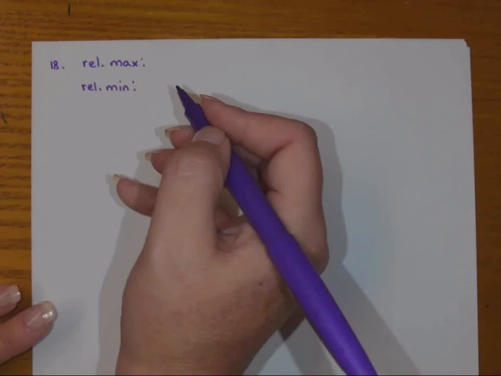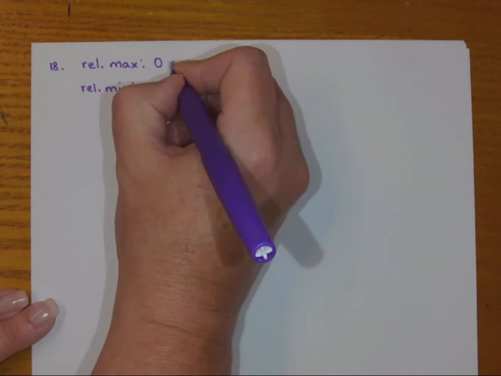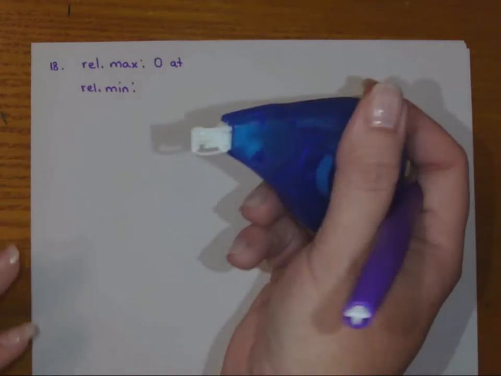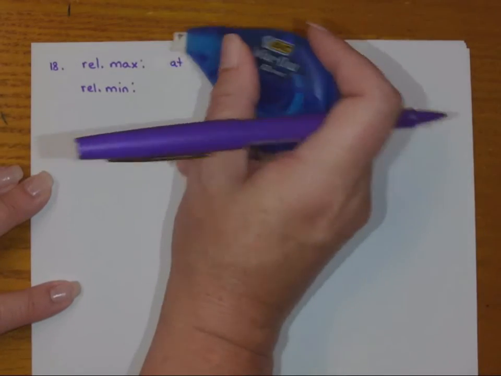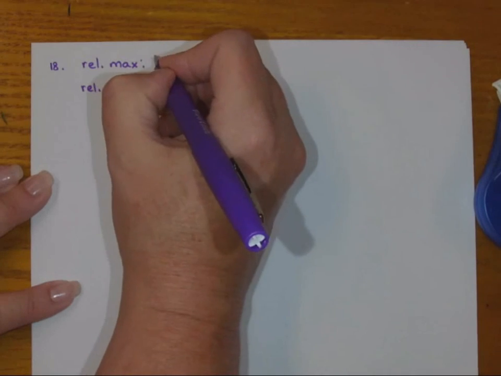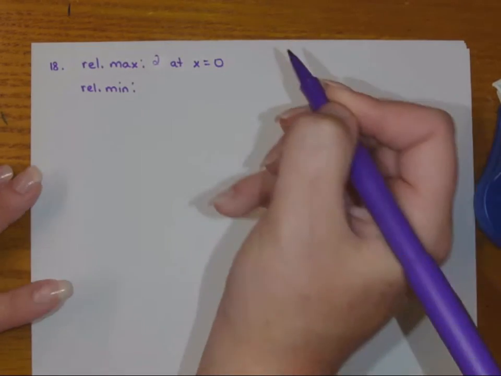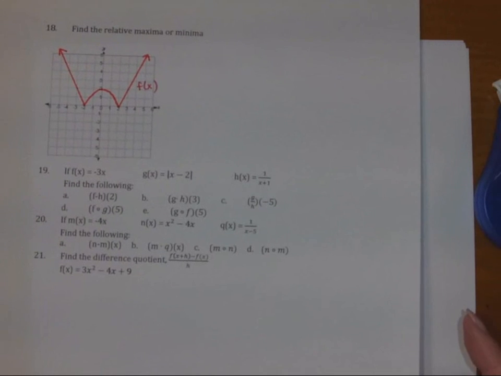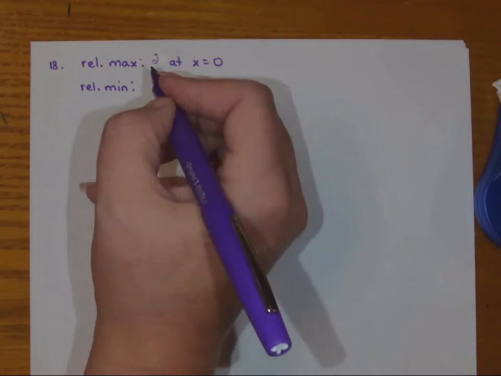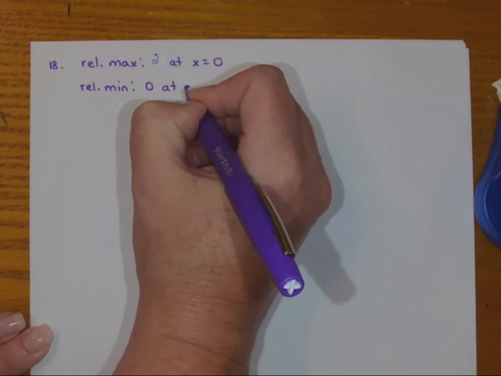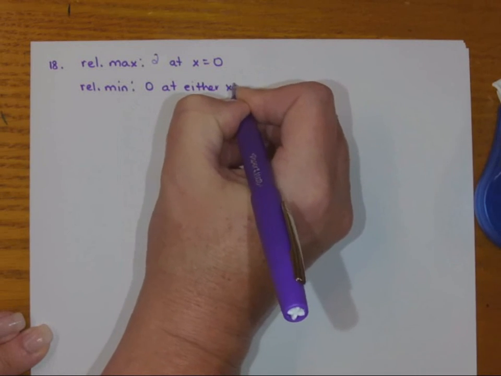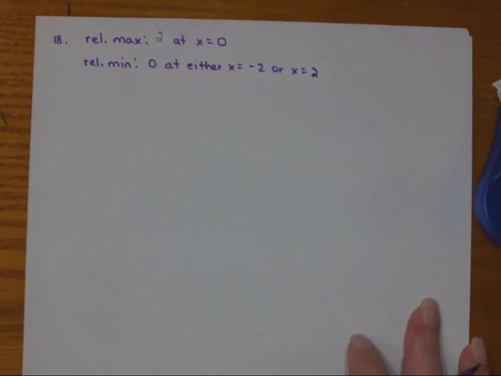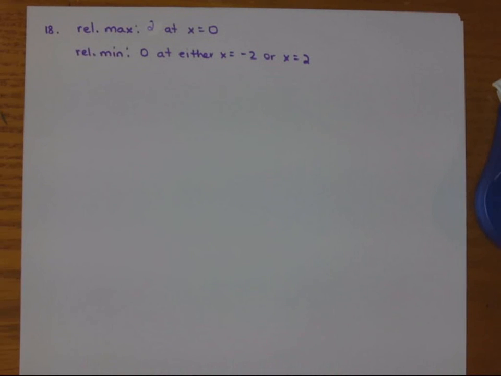So you would say it has a relative minimum of 0 at, sorry, that's for max. It has a relative maximum of 2 at x equals 0. Okay, and then notice we have kind of 2 tied for the min. Okay, but we have a min at 0 at either, it looks like x equals -2 or at x equals 2. Okay, so typically you're going to see max and mins written in that way.